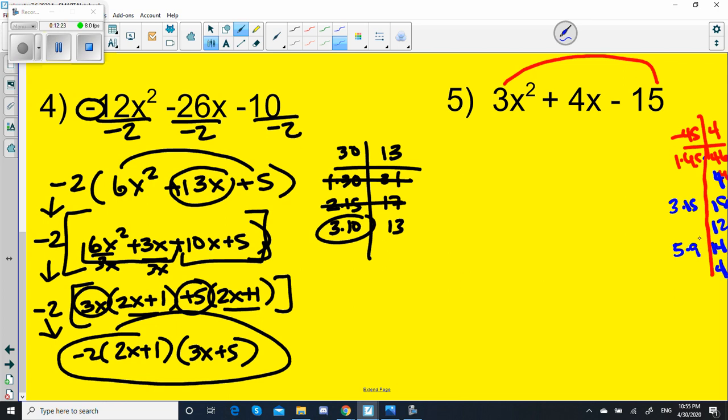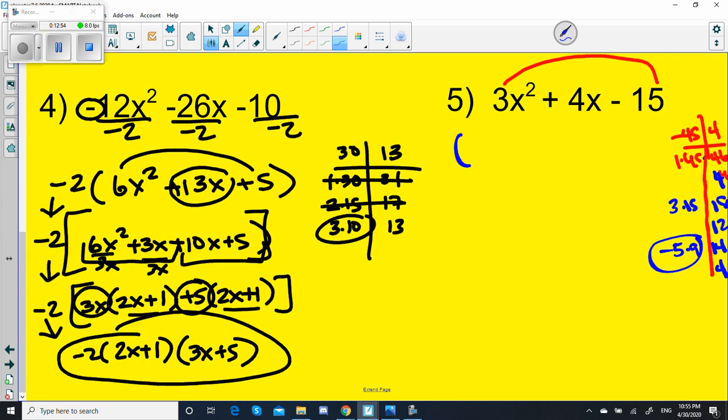It has to be this, but I need some signs because it's -45, not positive 45. So I want it to add up to positive 4, which means that the bigger one has to be positive and the smaller factor has to be negative. So we're going to put the negative right here. -5 times 9 is -45. And if I add them, I get 4. So these are the two factors I want.